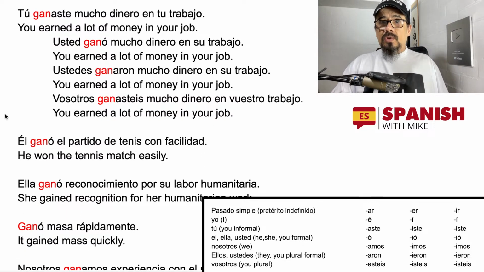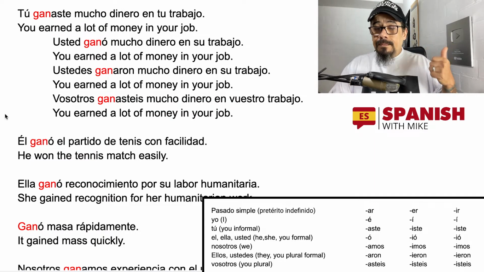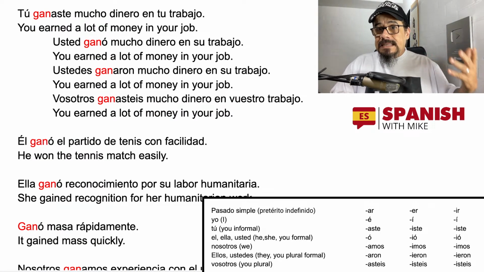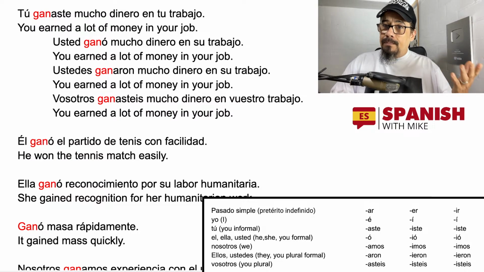Tú ganaste mucho dinero en tu trabajo. You earned a lot of money in your job. Tú means singular, informal, close relationships. Because we can also say, usted ganó mucho dinero en su trabajo. Singular, formal. Ustedes ganaron mucho dinero en su trabajo. Plural. Vosotros ganasteis mucho dinero en vuestro trabajo. Plural, Spain.